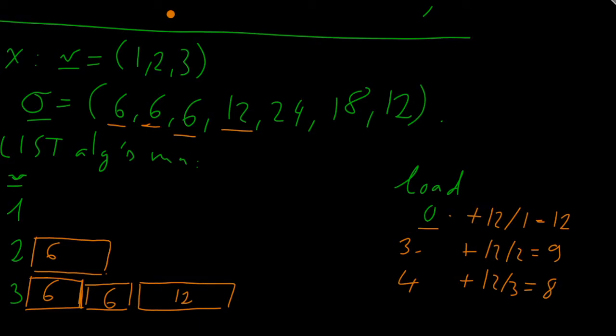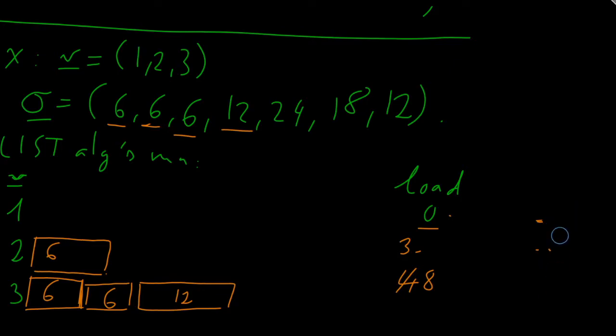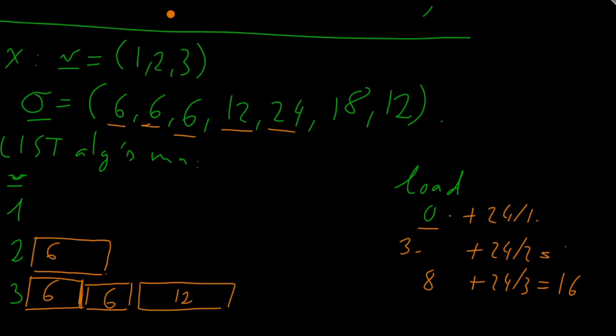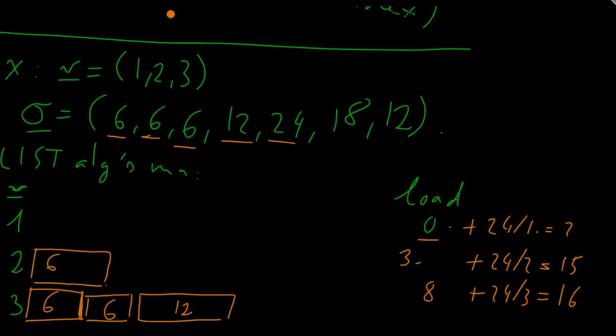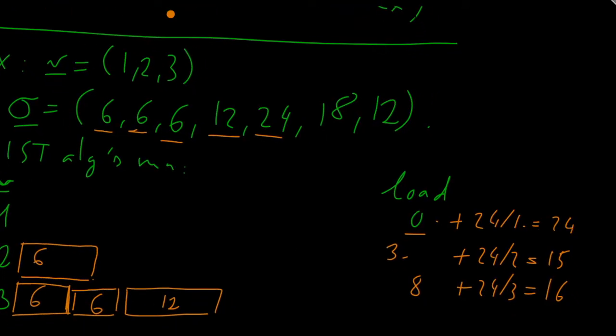Well, it's not so nice, but why not? So right now here we'll have a load of 8. And again, I'm just erasing these intermediate computations. I'm always just computing the minima of the future loads, sort of. Okay, now this 24 guy arrives, so it's plus 24 divided by 1, plus 24 divided by 2, plus 24 divided by 3, and in this case this guy will get 16, this guy will get 15, and this guy will get 24, which means that the second machine minimizes the load. So it's 15, so the 24 will be placed here.